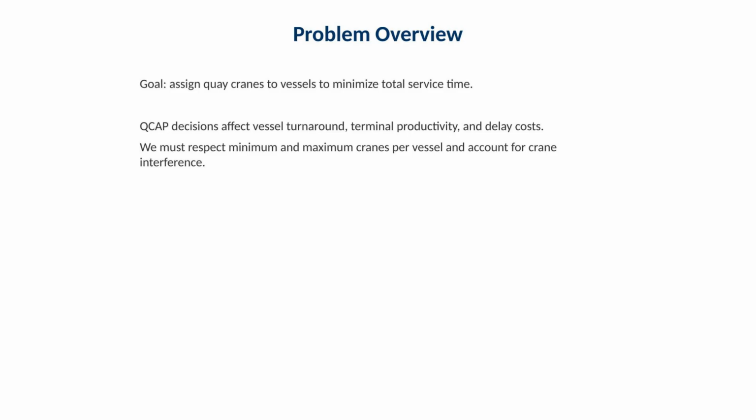The constraints are what make it a real problem. Each vessel has minimum and maximum crane requirements. Each crane can be assigned to at most one vessel at a time, and interference means adding a crane can sometimes reduce marginal benefit if it crowds the work area.